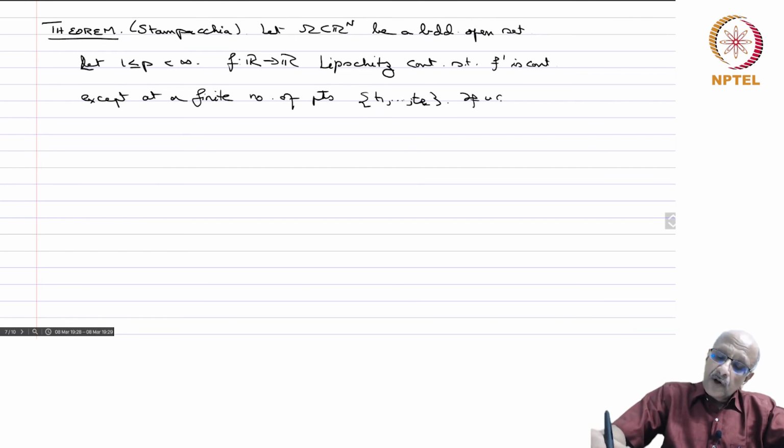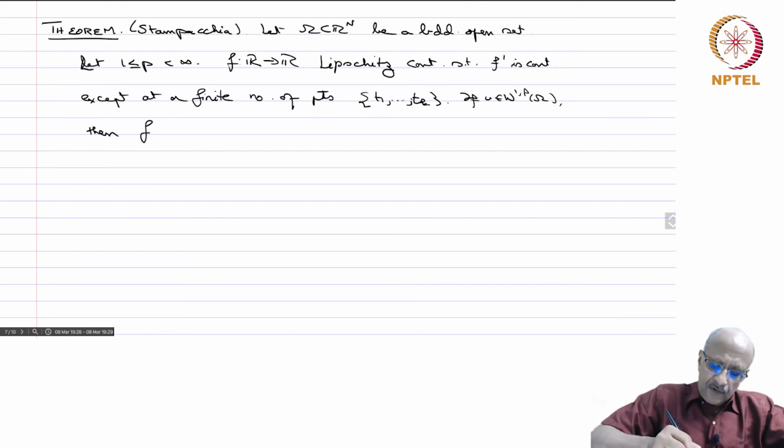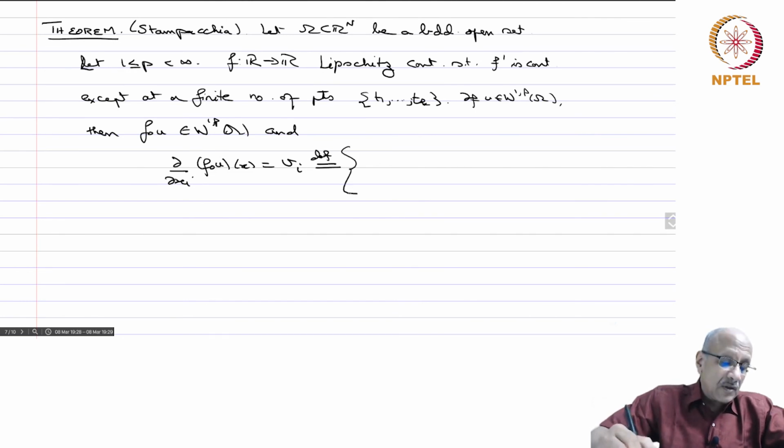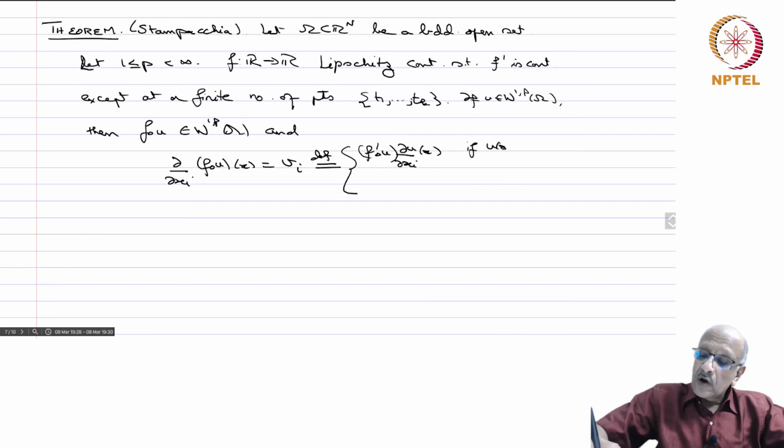If u belongs to W1p of omega, then f composed with u belongs to W1p omega, and d by dxi of f composed with u is whatever you are going to expect, which is equal to, at any x, vi, which is given by the following definition. This is f dash u du by dxi at any x if ux does not assume one of the prohibited values, t1 to tk, and 0 if ux belongs to t1 to tk.